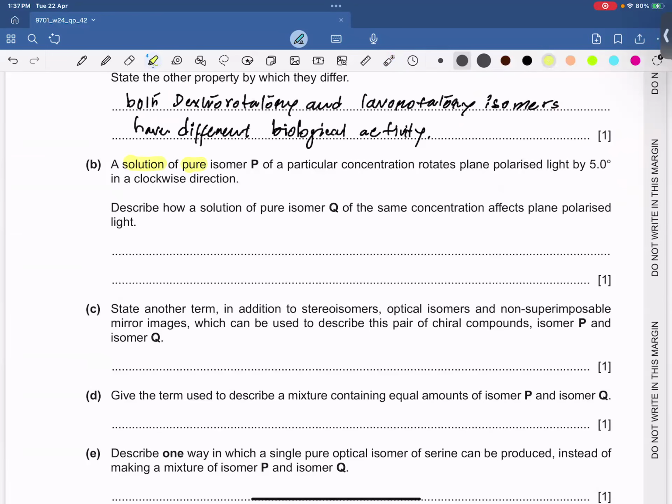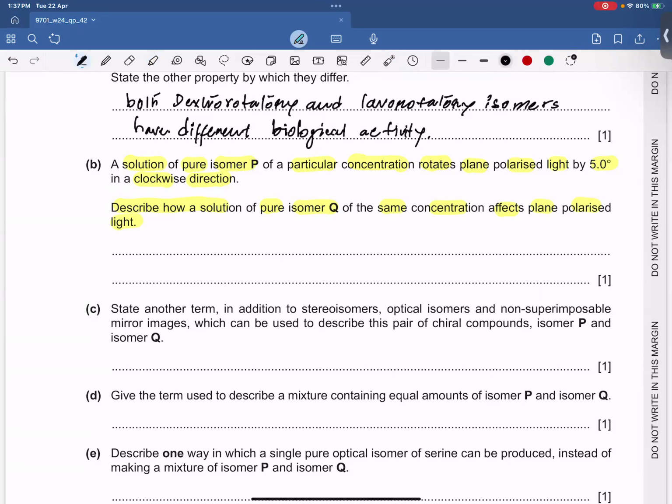A solution of pure isomer P of a particular concentration rotates plane polarized light by 5 degrees in a clockwise direction. That's dextrorotatory isomer. When the plane polarized light rotates in a clockwise direction, that's called dextrorotatory. If it is anti-clockwise, that's called levorotatory. So describe how a solution of pure isomer Q of the same concentration affects plane polarized light.